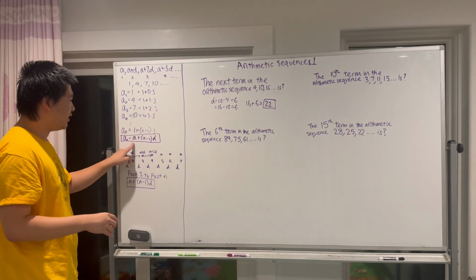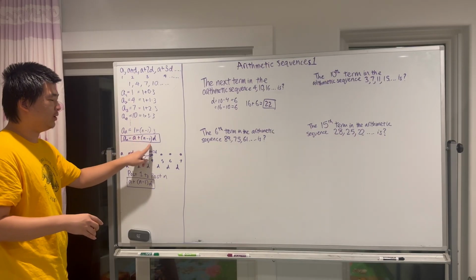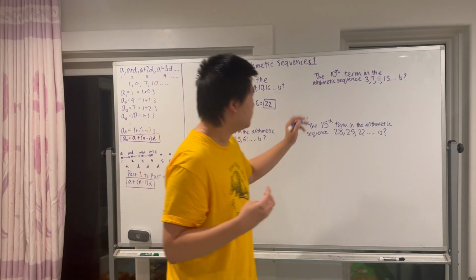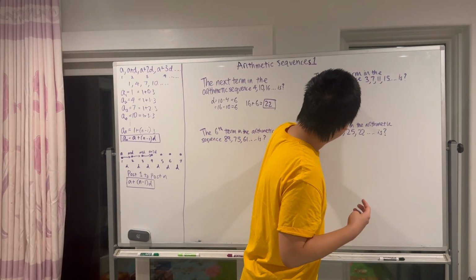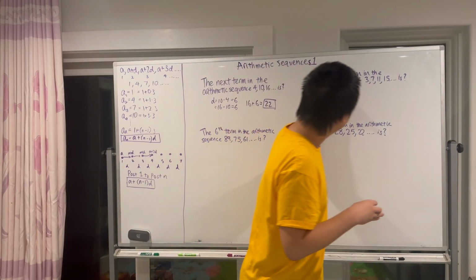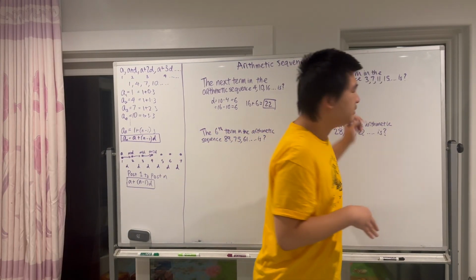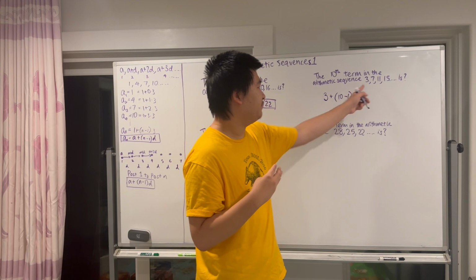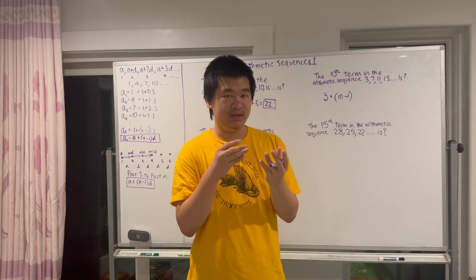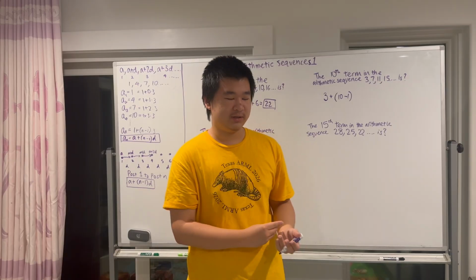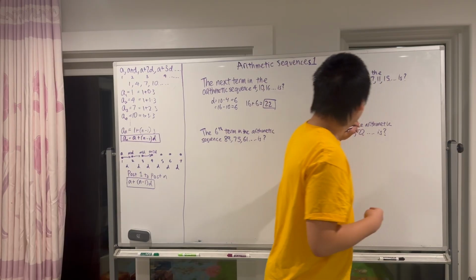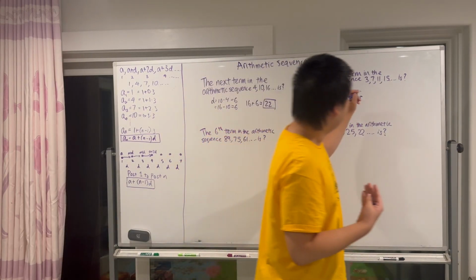a sub n equals a plus n minus 1 times d. So what's a? Well, a is just the first term in the sequence, so it's 3. What's n? n is the nth term, so it's 10. 10 minus 1 times, what's d? Well, d is 7 minus 3, or 11 minus 7, or 15 minus 11. It doesn't really matter, because d is, again, constant, which defines an arithmetic sequence. So d is 4. So we know that the answer, after we evaluate this, is going to be 39.